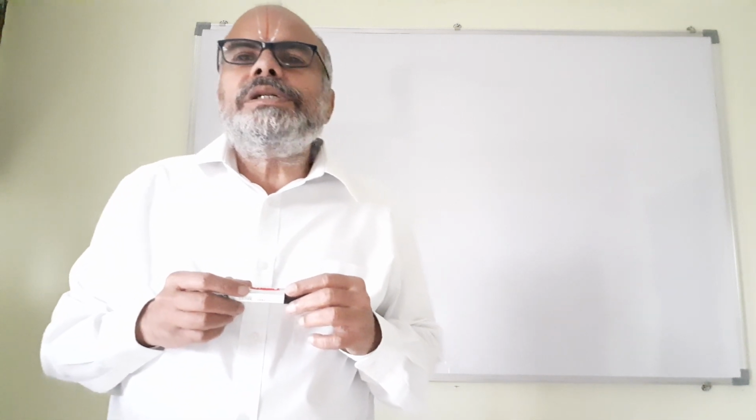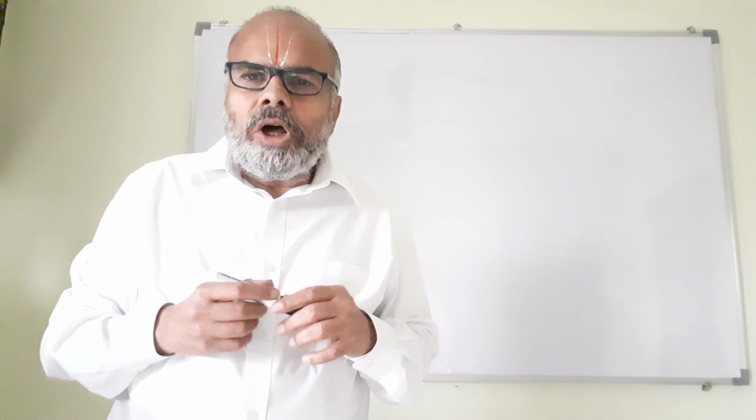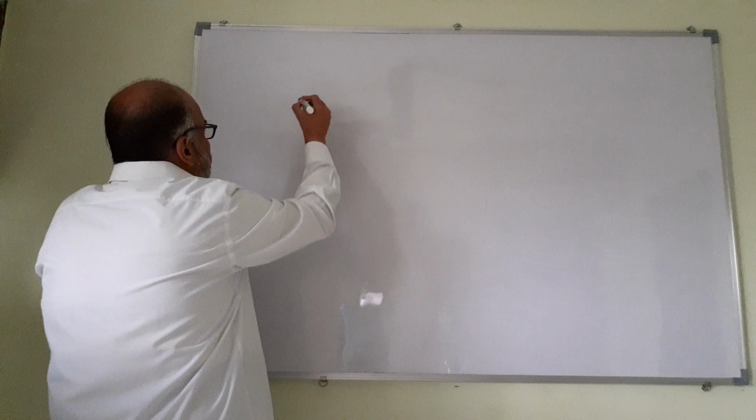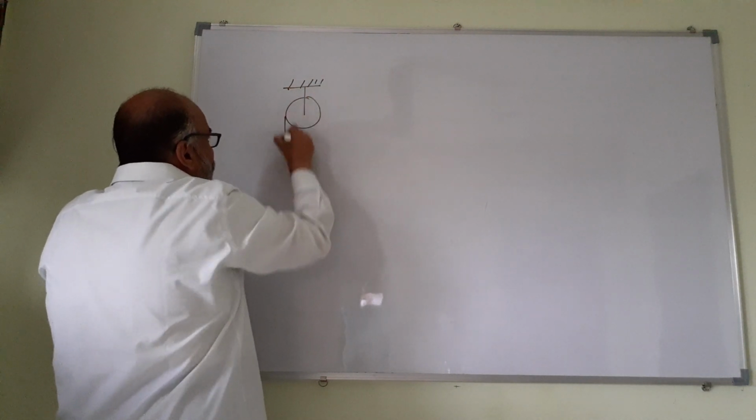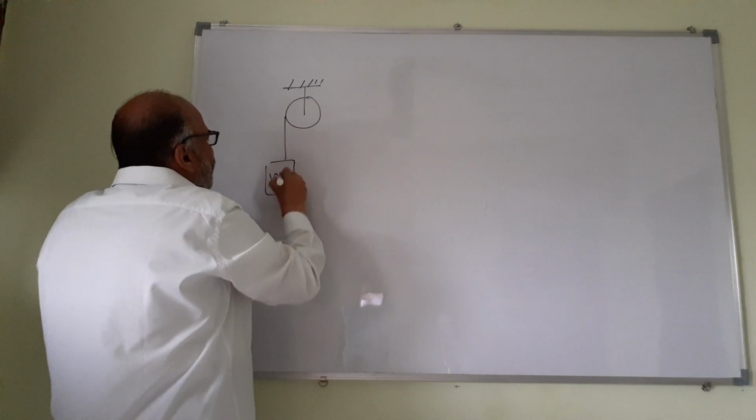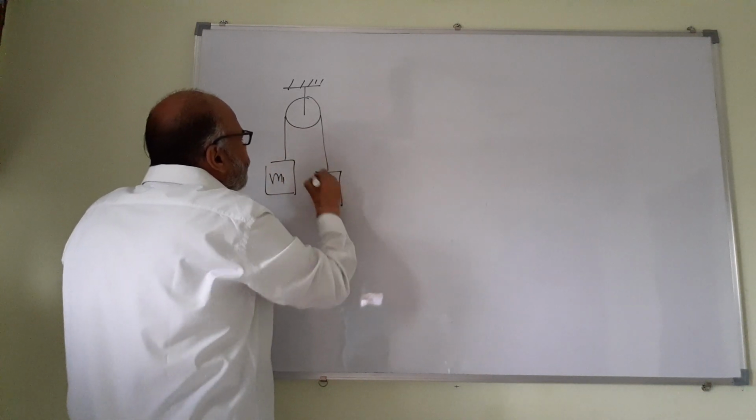Today we are going to see a simple pulley block system. Consider a pulley fixed to the ceiling and two masses M1 and M2.